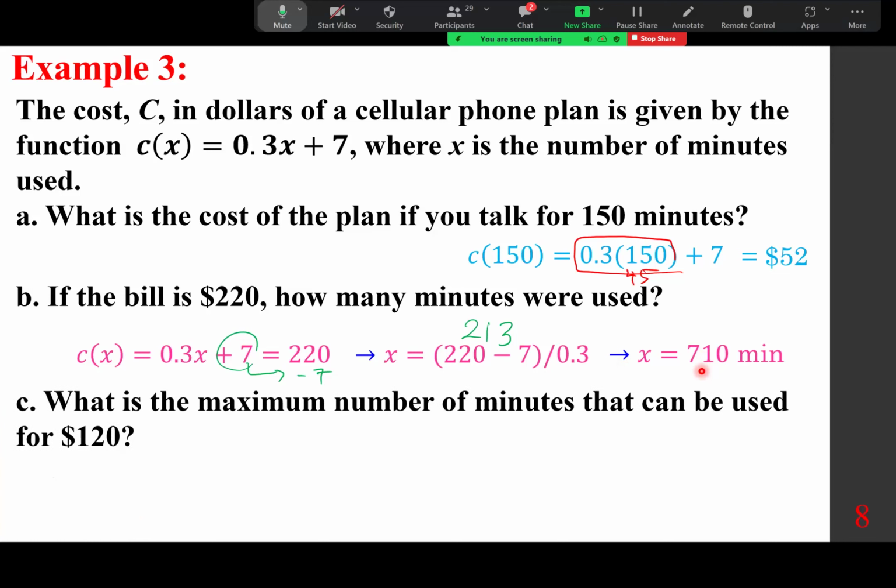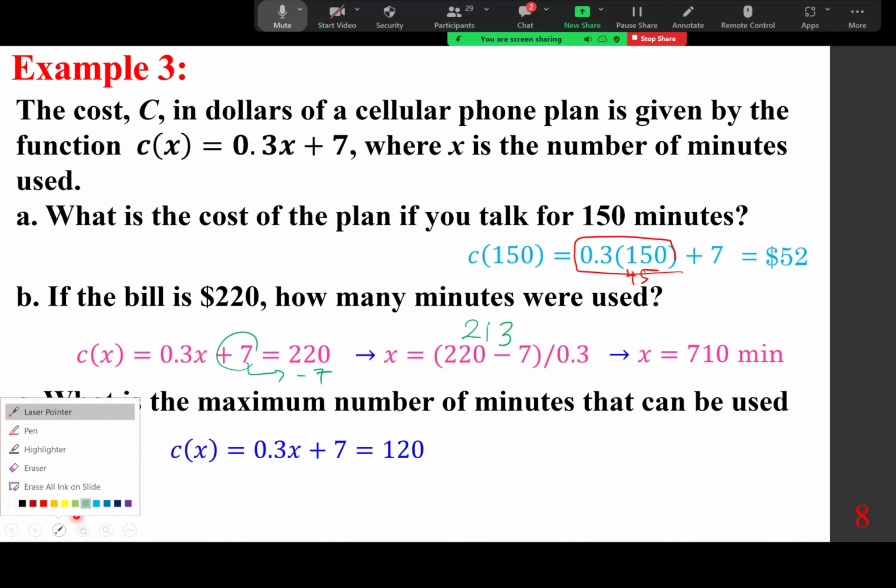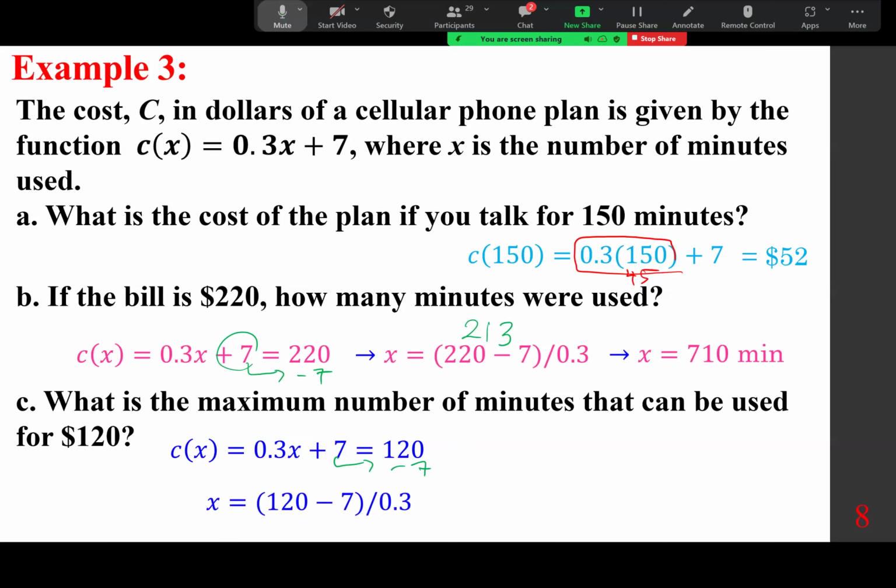What is the maximum number of minutes that can be used for $120? Replace the cost with 120. Again, subtract 7, divide by 0.3. Just like this one, subtract 7, divide by 0.3. Minus 7, divide by 0.3, which makes it 113. Now, it's important that first you show the answer with the decimal.